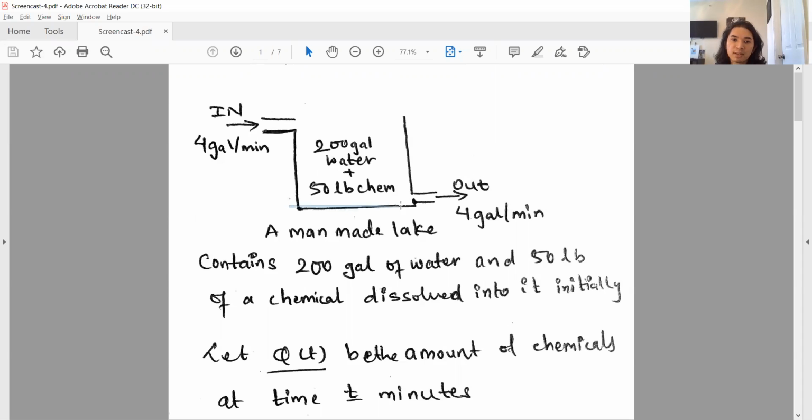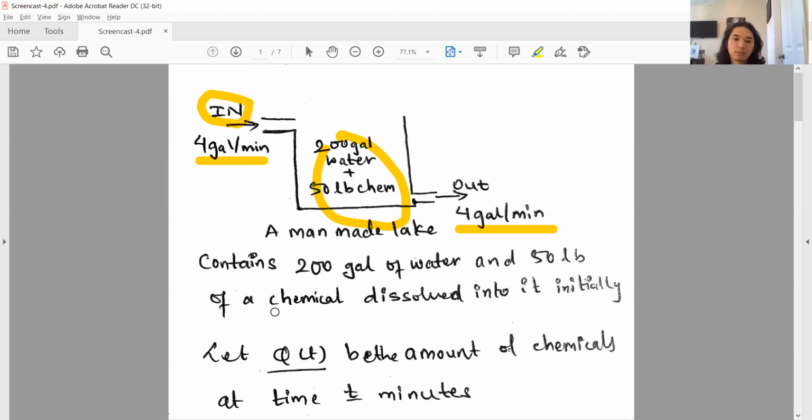So here is the man-made lake. Initially it has 200 gallons of water plus 50 pounds of chemical in it. A solution of 3 pounds per gallon runs in at a rate of 4 gallons per minute, and a well-mixed solution runs out at 4 gallons per minute as well.